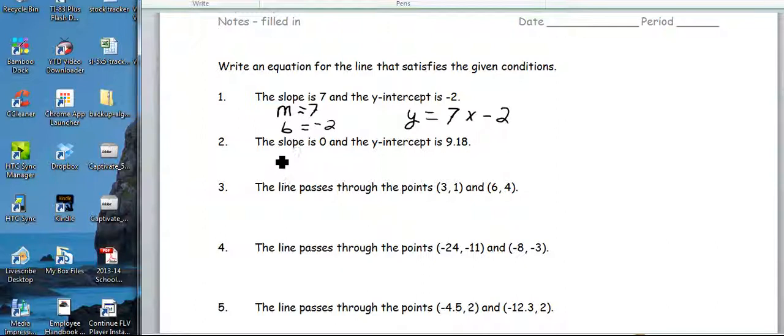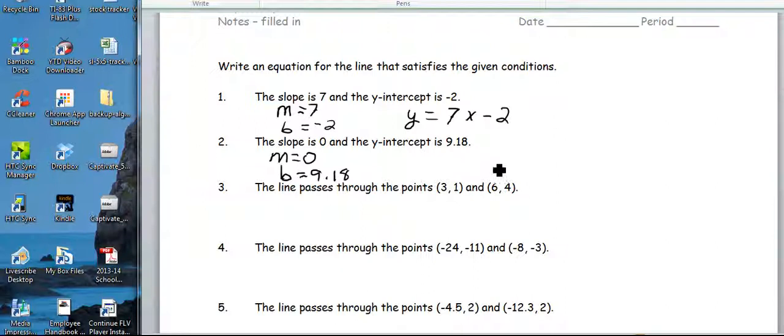So here, let's look at number 2. The slope is 0. m equals 0. The y-intercept, that's my b, equals 9.18. And what I want to see on your papers every single time, if they give you something like this, write out the m, write out the b. What does it equal?